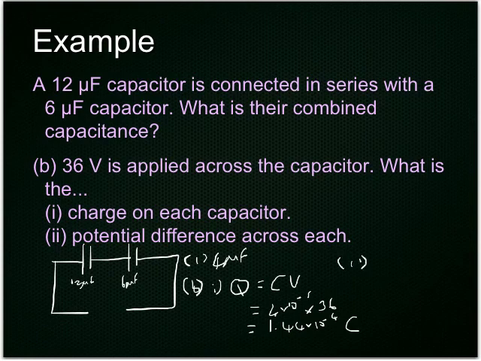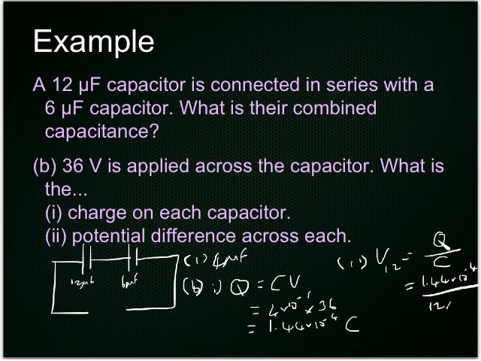Part ii, the potential difference across each one. Now this is shared, okay? So let's say we're doing the voltage for the 12 one. We take the charge on the 12 one, which is the same for both, divided by the capacitance. So 1.44 times 10 to the minus 4 divided by 12 times 10 to the minus 6 gives you 12 volts. And if you work out the other one, you get 24 volts. So in other words, they both have the same charge, so we needed twice the voltage on this one to get the same amount of charge as that one.